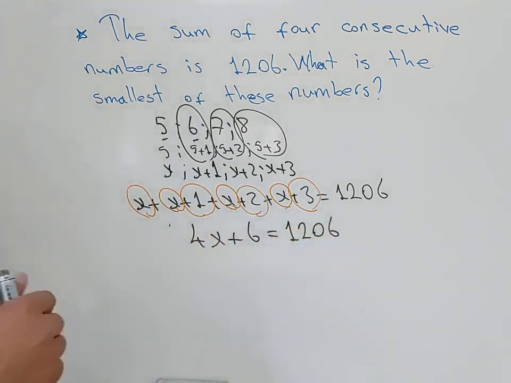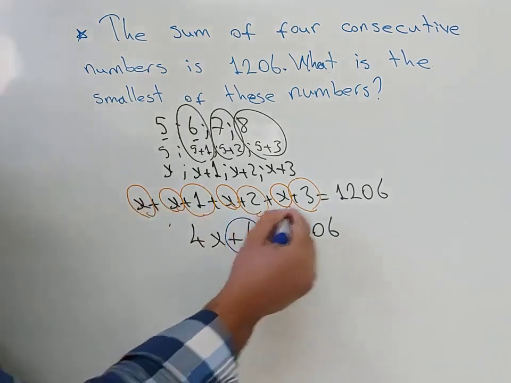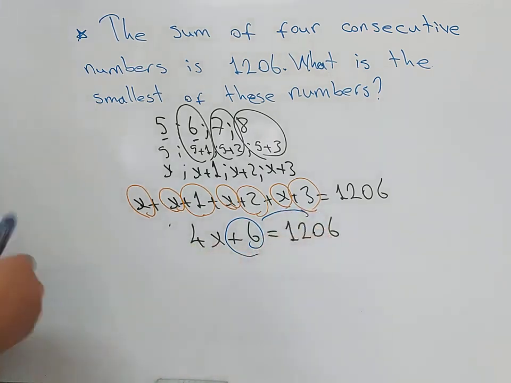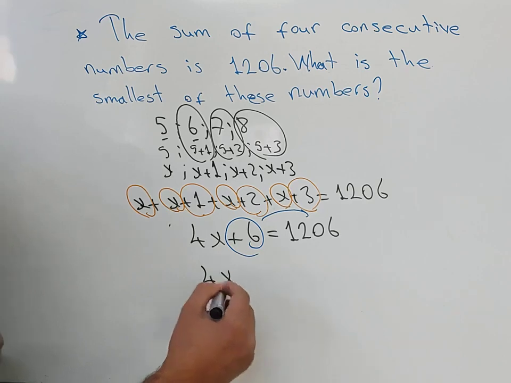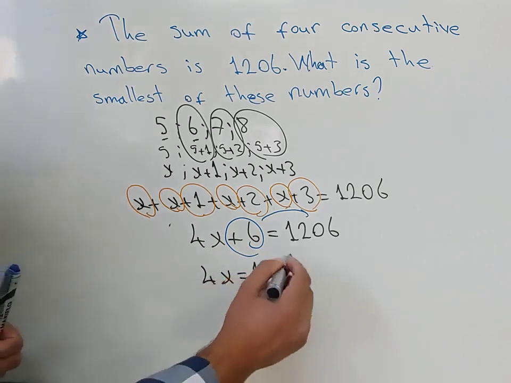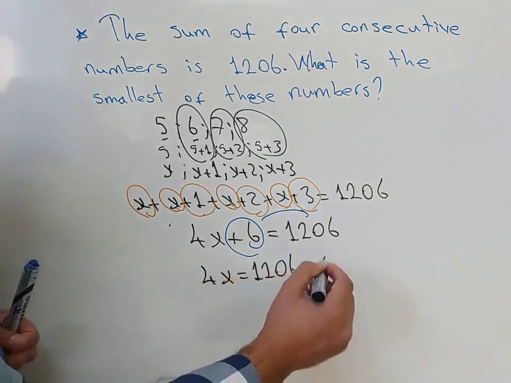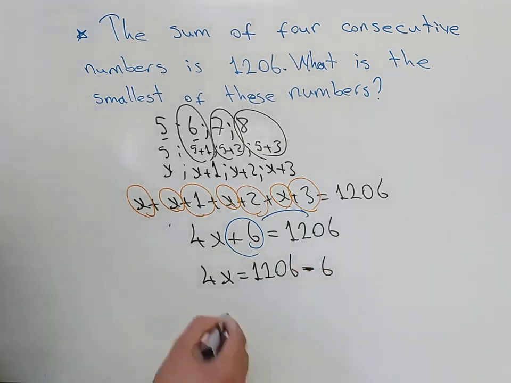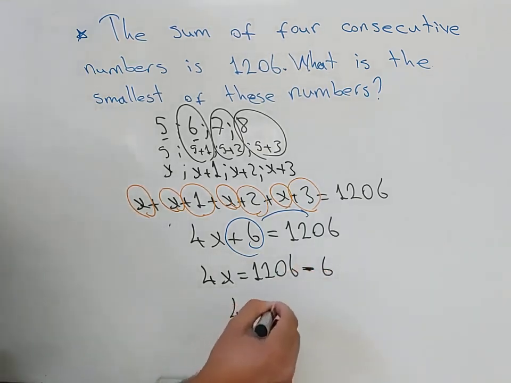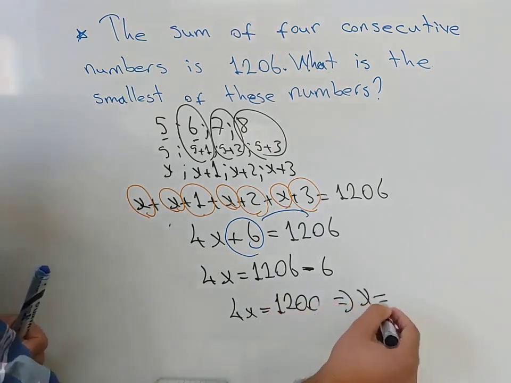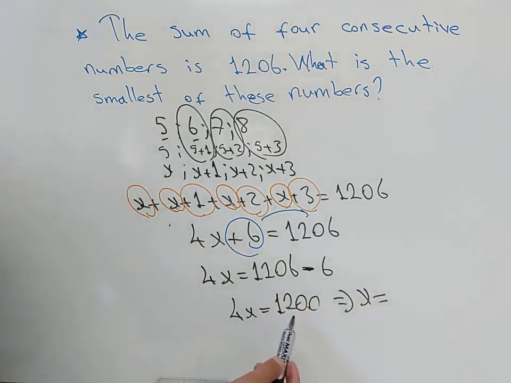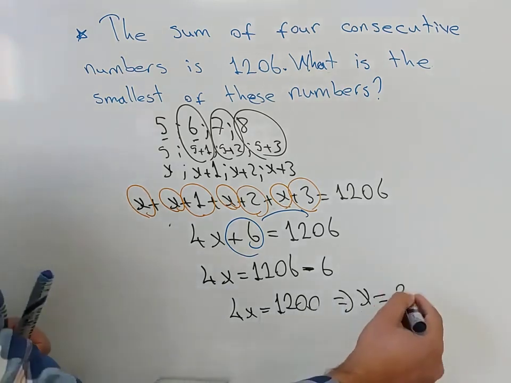So it's a linear equation. How do we solve a linear equation? We leave the x alone. So send this number to the other side as subtraction. That will give you 4x equals 1206 minus 6. So 4x is going to be 1200. From there, x will be 1200 divided by 4, which is 300.